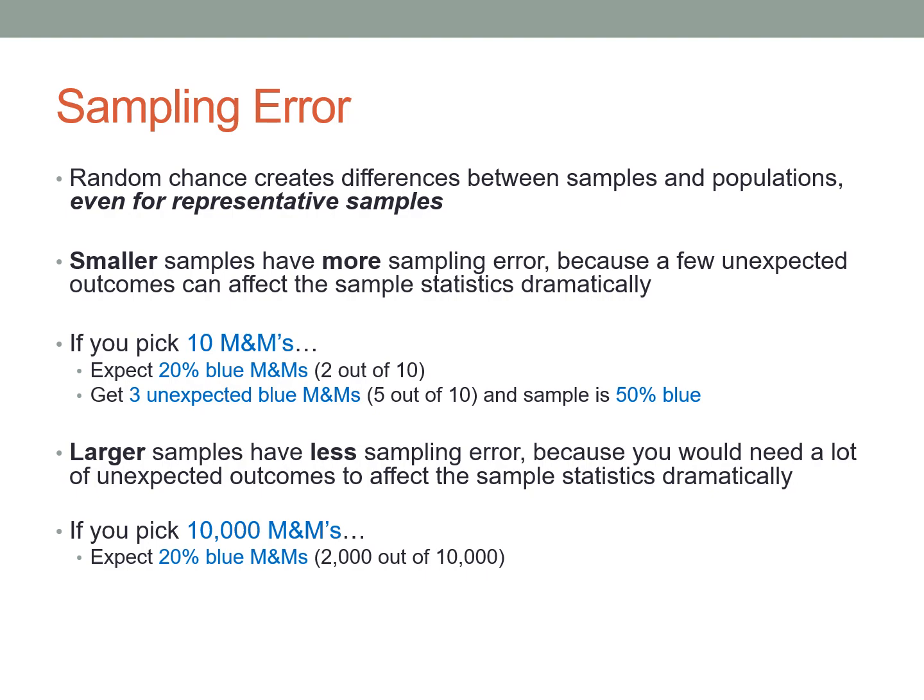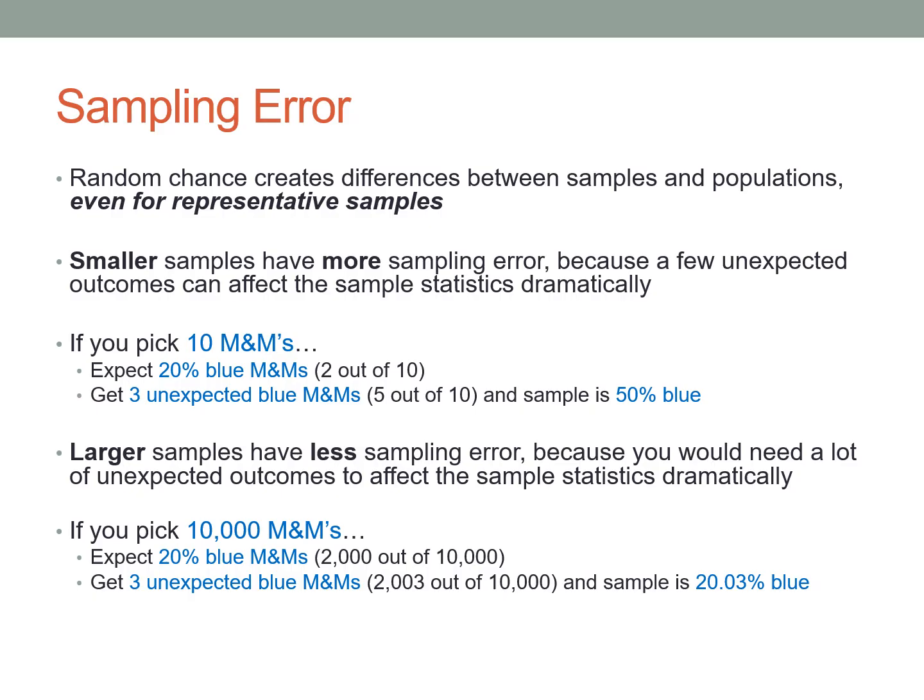Now let's say 3 unexpected things happen. We get 3 extra blue M&Ms more than we were expecting. So this is just like in our first example, 3 unexpected outcomes. Now, instead of having 2,000 blue M&Ms, we have 2,003 blue M&Ms. As we can see here, our sample statistic still matches our population parameter pretty closely. With 3 unexpected outcomes, we get a sample that is 20.03% blue.